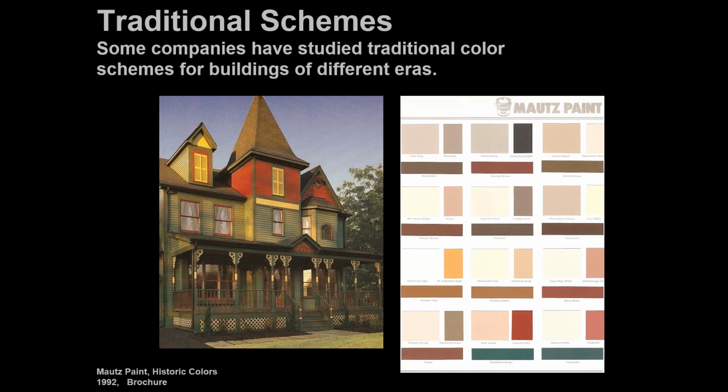Some color schemes are important in historical references. And there are some paint companies, this is an example of the Mounts paint color scheme, where they have researched how these colors went together in buildings of this particular time period or this particular style. And so if you use these colors, they will work well and it would match the historical period of the time.